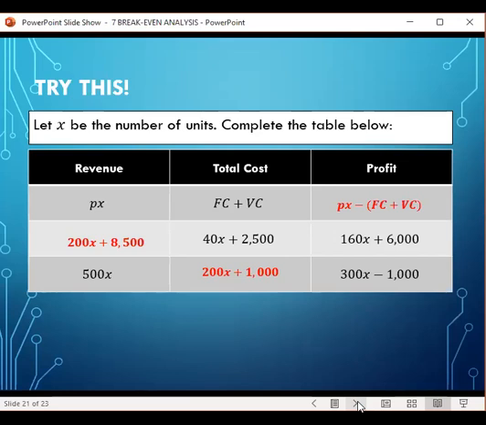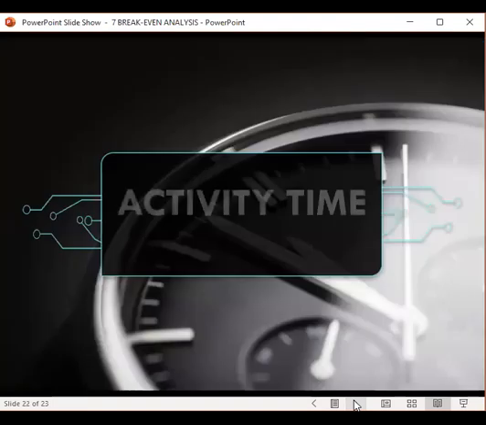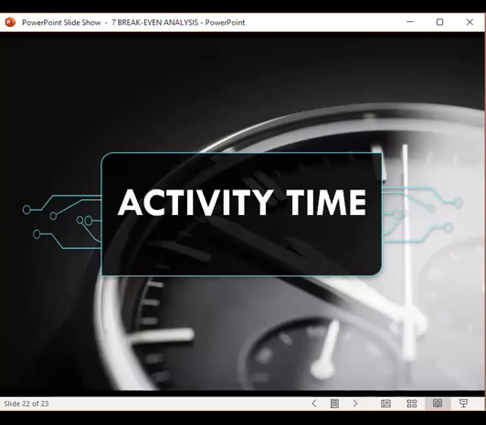Okay? Again, let's recall our formulas. Revenue is equal to the profit plus the total costs. The total cost is equal to the revenue minus the profit. Okay, any questions regarding our lesson for today before we proceed with our activity?